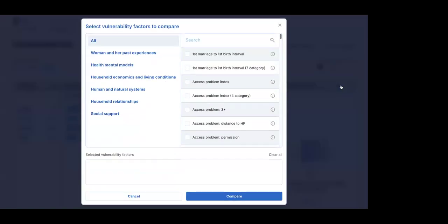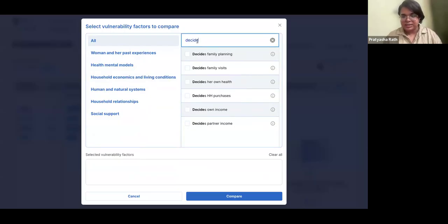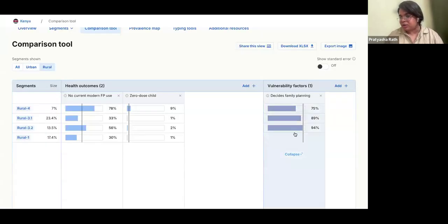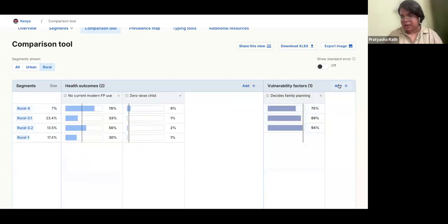And if I want to explore it further, I can look at the vulnerability factors as well. Let me try seeing what are some of the associated factors with family planning. Could I look at, say, partner? Or decision making, perhaps. Let me look at decides family planning and try to see how much decision making authority these segments and women in these segments have around family planning.